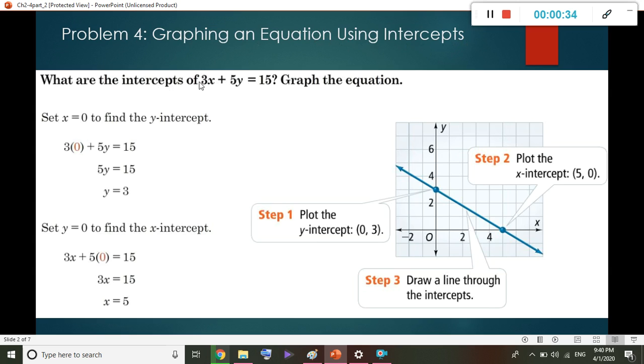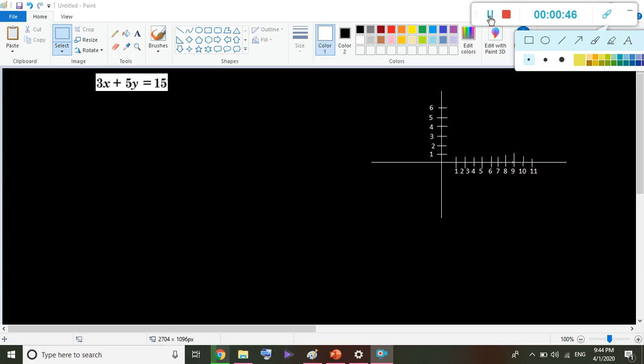So we're going to have this equation here. This is the standard line equation. From it, we're going to find what the intercepts are and then graph the equation. Okay, let's solve it together. Here we have to find the x-intercept and the y-intercept. Then we're going to graph them.